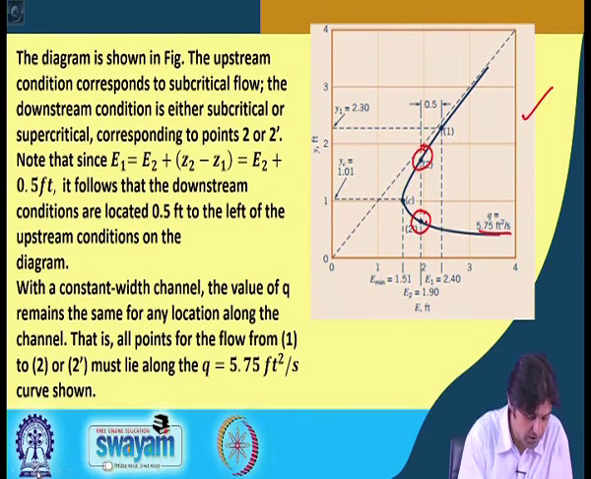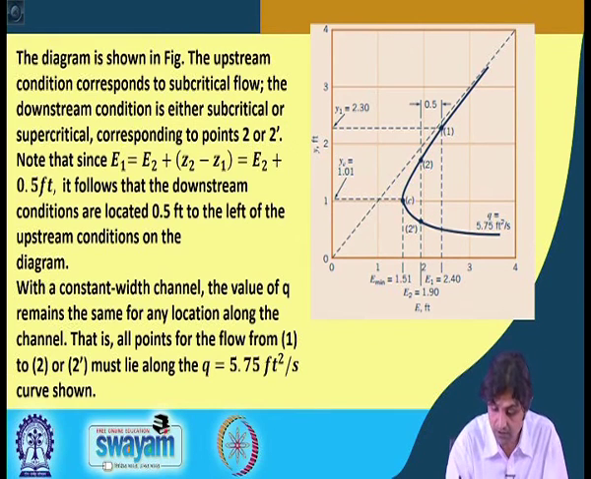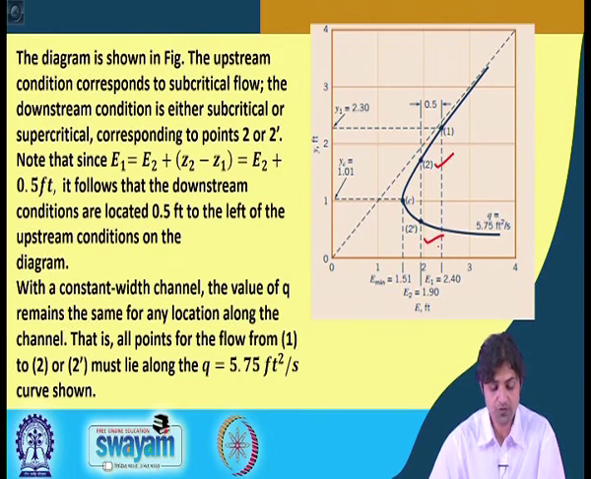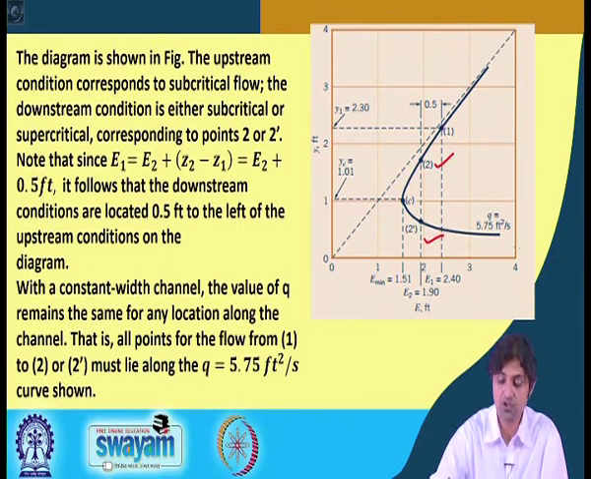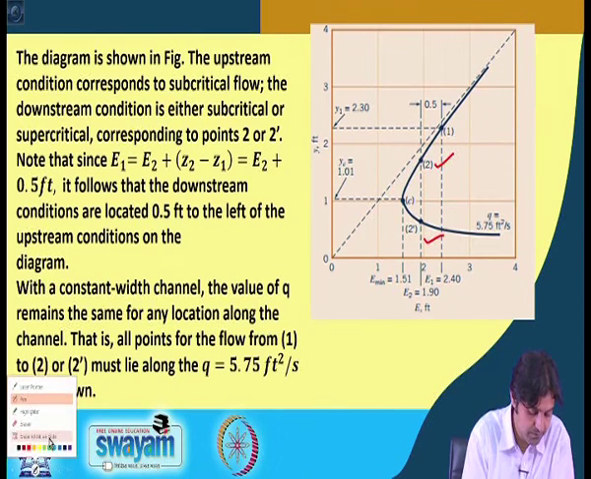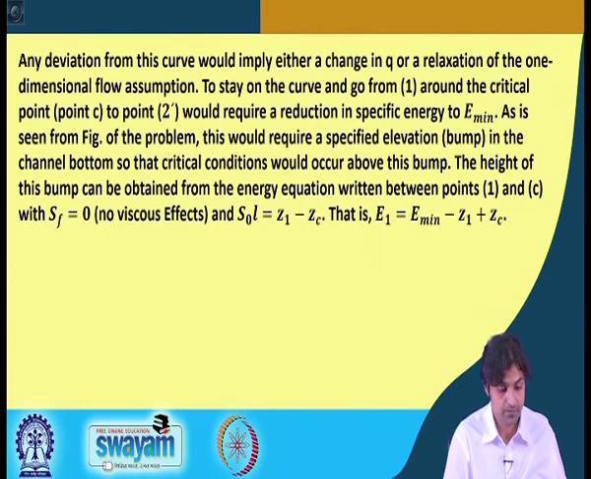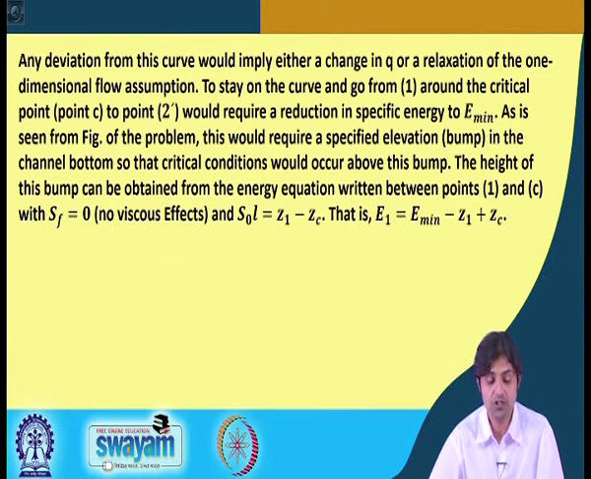This is 2 and this is 2 dash. That is all points for flow from 1 to 2 or 2 dash must lie along this line. This is just the discussion of this curve actually going on. Any deviation from this curve would imply either a change in q or a relaxation of one dimensional flow assumptions.